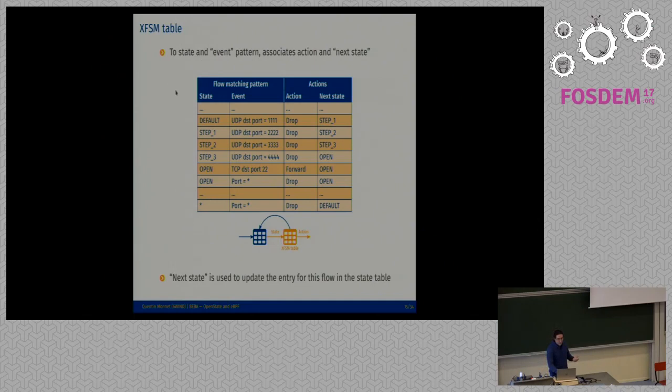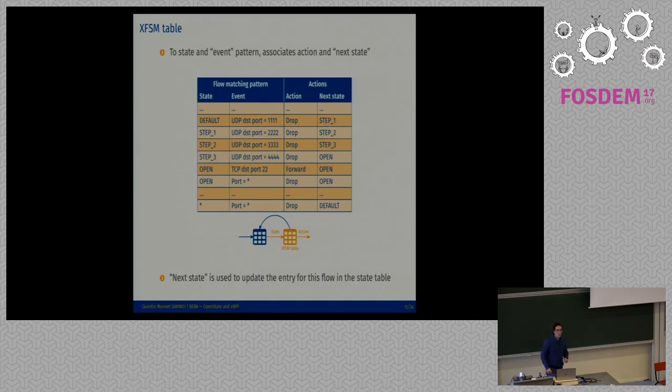So in this table, depending on the packet we receive, we will match on a state and on an event. For example, the event is UDP destination port 1111. In this case, if we have the default state and the correct port, we will return an action, which is drop the packet. We don't want to forward this packet. We just drop it in the switch, so it doesn't reach the server. And we will move to the next state, which is step 1.